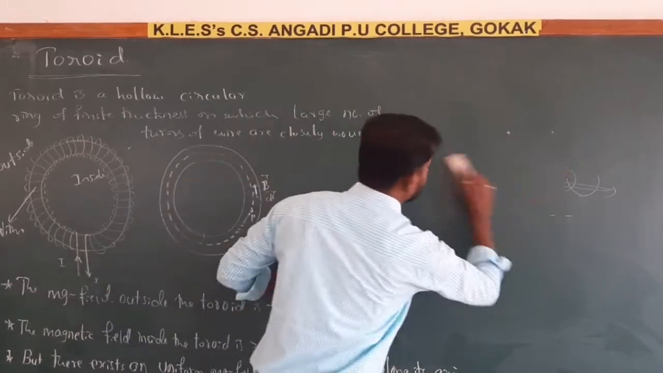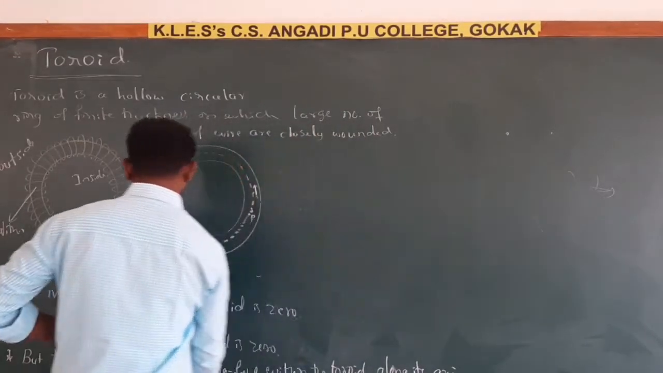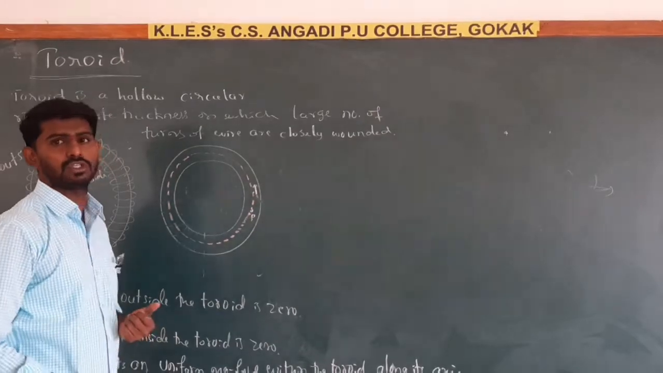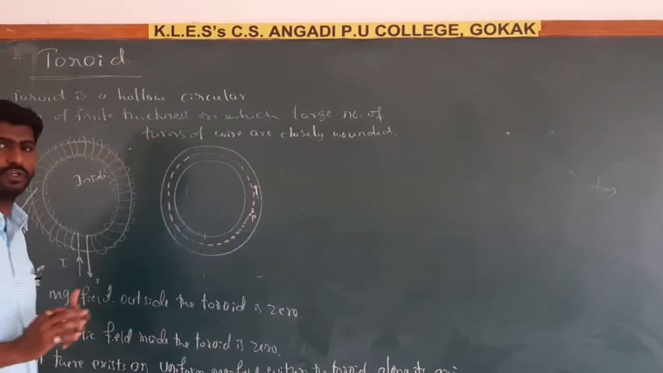Okay. Next, we'll discuss the mathematical derivation of the magnetic field due to a toroid.